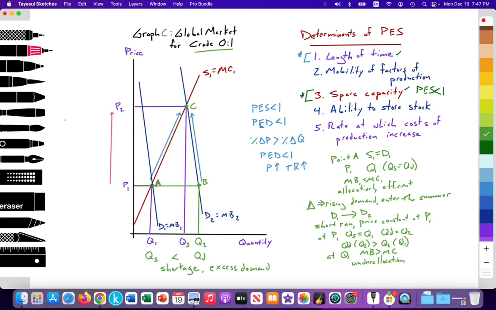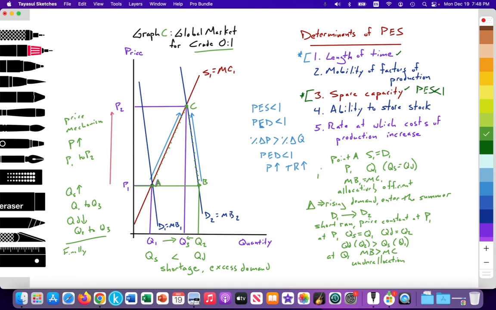Price is going to increase, so the price mechanism begins. Price is going to begin to rise from P1 to P2, and as a result of the price rising, the quantity supplied will increase along the supply curve of S1. So there's a movement along the supply curve from point A to point C, or from Q1 to Q3. And there's a decrease in the quantity demanded along the demand curve from point B to point C, or from Q2 to Q3. So as price rises, quantity supplied will increase from Q1 to Q3, and the quantity demanded will decrease from Q2 to Q3.